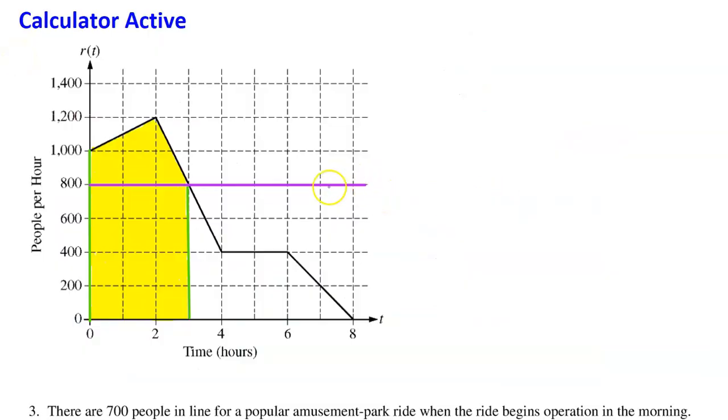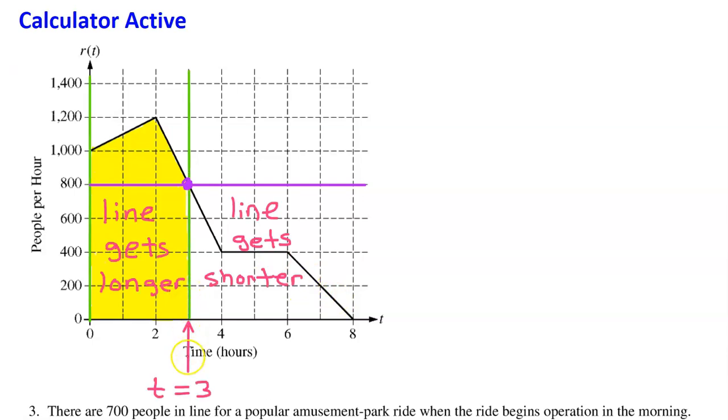This purple line represents a rate of 800 people per hour. This graph of r of t represents the rate at which people enter the line. Before this point, people are entering the line at a rate greater than 800 people per hour. After this point, people are entering the line at a rate less than 800 people per hour. We can see that the change happens at time t equals 3. Before this time, the line gets longer. After this time, the line gets shorter.